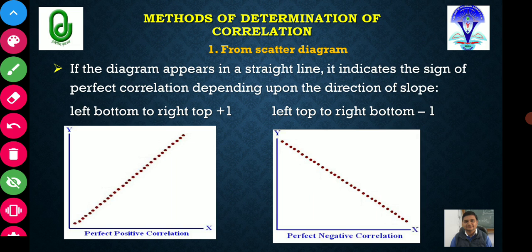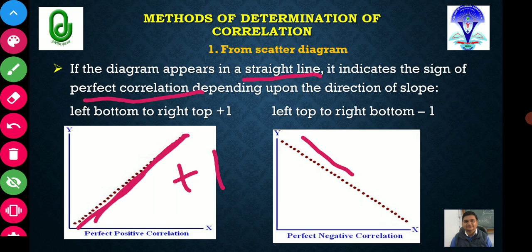Here you can see, if the diagram appears as a straight line, it indicates the sign of perfect correlation. In the previous slides we had seen that there is a band. If you get that kind of graph, it means imperfect correlation. But if you get a straight line, then it indicates perfect correlation. Here from left bottom to right top it is an upward trend, so it is a perfect correlation, and you indicate it by +1. Conversely, from left top to right bottom it is decreasing, so it is called perfect negative correlation. It is indicated by -1.